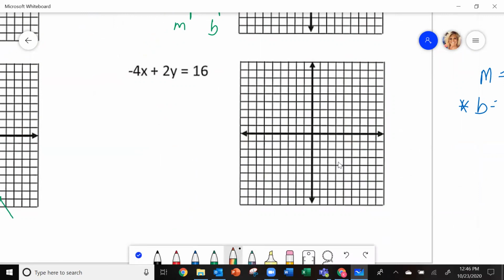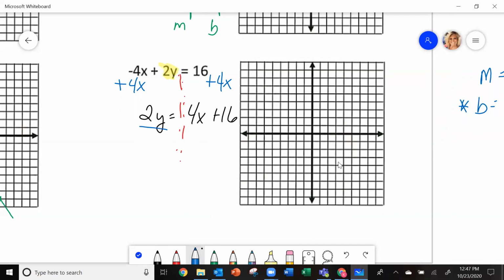So on this next one, I'm going to draw a dotted line at the equal sign. I'm going to try and get the y by itself. So I need to move the 4x. So I'm going to add 4x to each side. I get 2y equals 4x plus 16. Then I'm going to divide by 2. These cancel, make 1. y equals 2x plus 8.